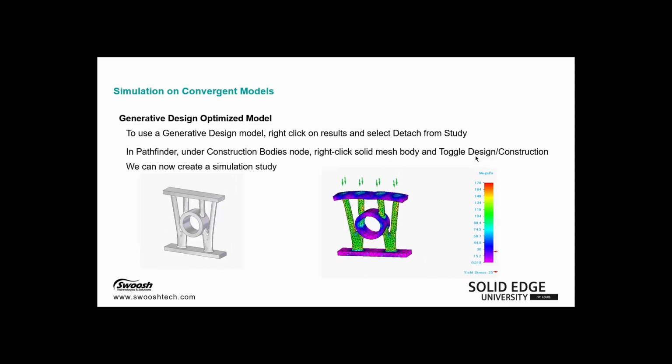The use of a generative design model is as follows. Once you have generated that model, you have to detach it from the study in order to perform simulation on it. Then in Pathfinder, under construction bodies, that's where the body detached from the study resides. You can right click on that and toggle it to design body and make it active. At this point, it can be used in the simulation study.